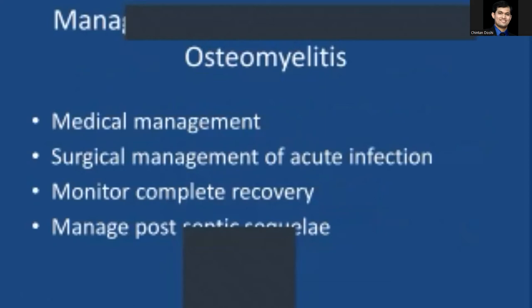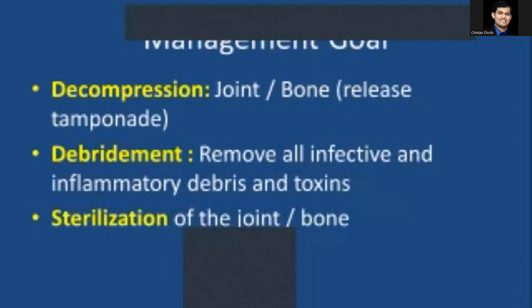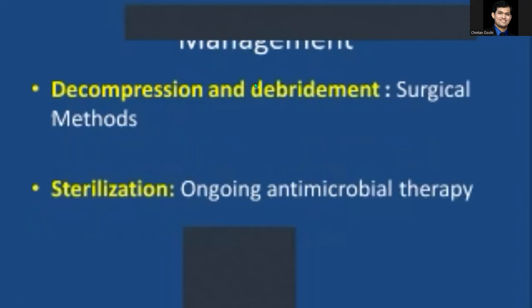And then after all this management, we have to monitor the patient for complete recovery and manage post-septic sequelae as well. So the surgical management usually involves decompression of the joint, which is release of the tamponade of the collection, then debridement of all the infective and inflammatory toxins and debris, and then sterilization of the joint by giving a thorough wash. So the first two parts are the surgical methods, the decompression and the debridement. And then the sterilization is by ongoing antimicrobial therapy, as Dr. Tanu Singhal ma'am has explained in a wonderful lecture.